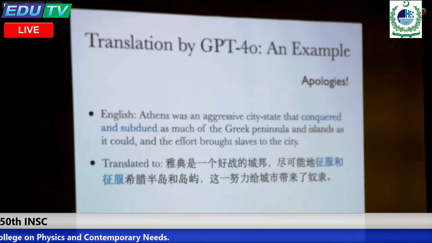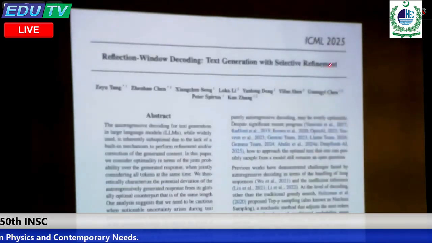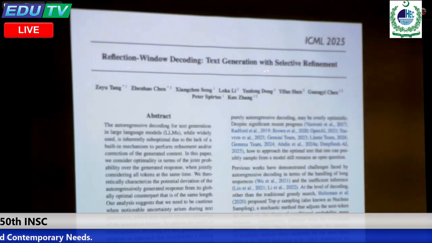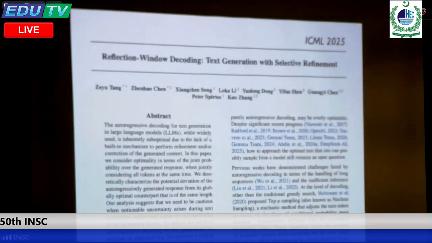Once again, in some cases, we have to go back to make modifications, right? So just this year, we published a paper based on this idea, the reflection window decoding for text generation with selective refinement. You can figure out when you have to go back to make modifications. This is more like how we write long sentences or long articles, right? Sometimes, as time goes on, I may figure out that at the very beginning, I should have said something different. Then I can go back to make modifications. Machines can also do the same thing.